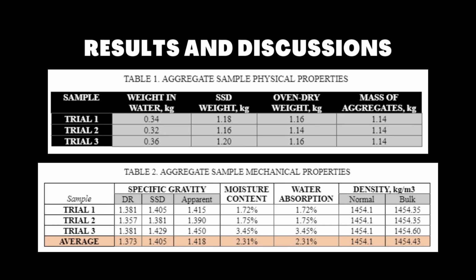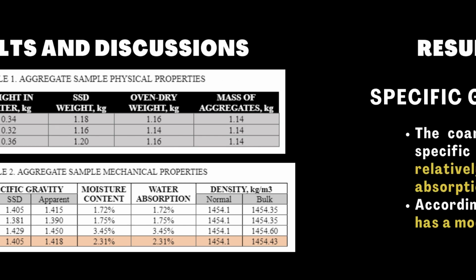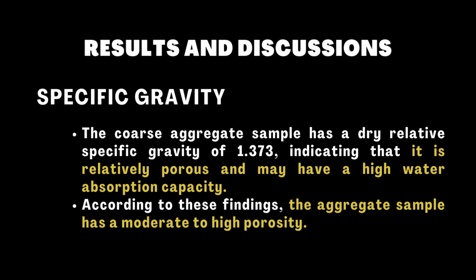Results and discussions. Here is the tabulated data of the mechanical properties calculated from the sample. Specific gravity: the coarse aggregate sample has a dry relative specific gravity of 1.373, indicating that it is relatively porous and may have high water absorption capacity. The saturated surface dry specific gravity is 1.405, which accounts for the water absorbed by the sample, while the apparent specific gravity, which accounts for the volume of the pores, is 1.418.